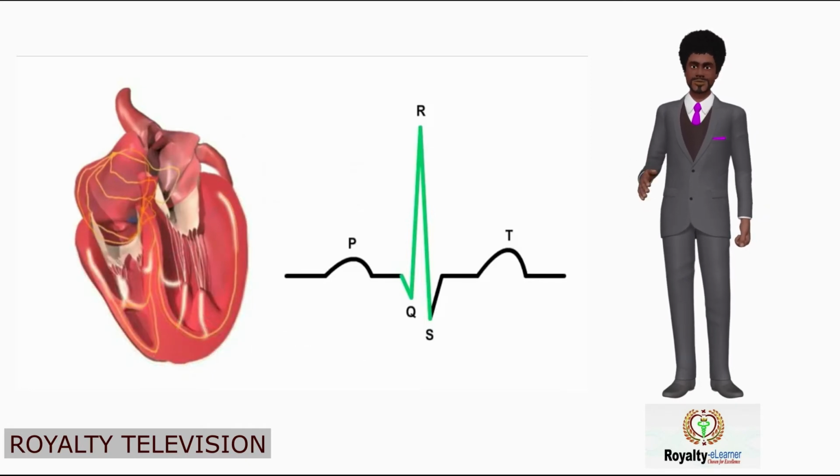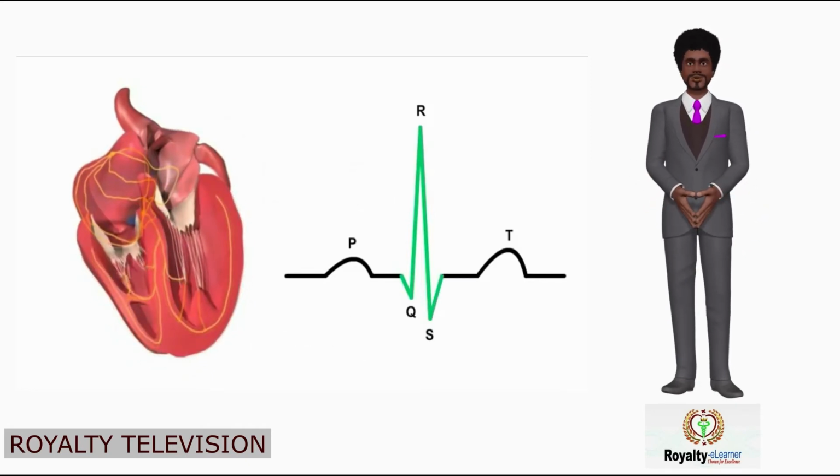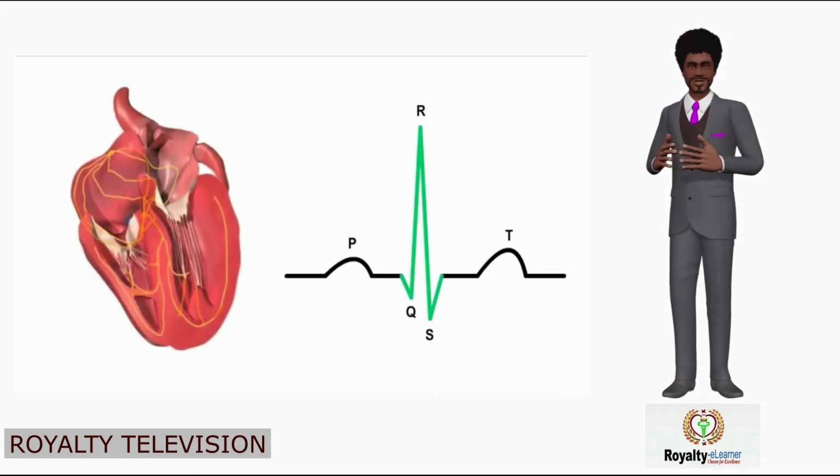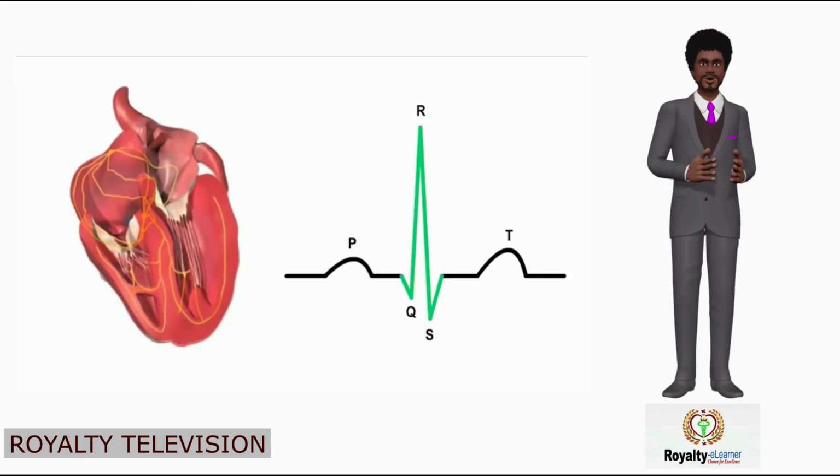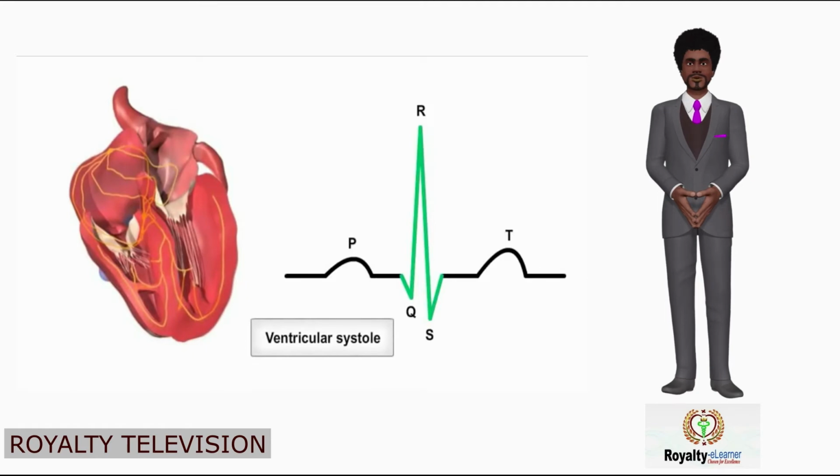On the ECG, the ST segment depicts the period when the ventricles are depolarized. The QT interval represents the time it takes for both depolarization and repolarization of the ventricles to occur.